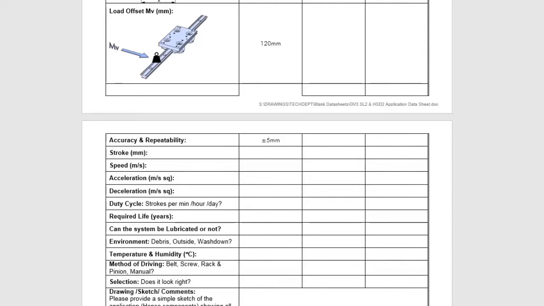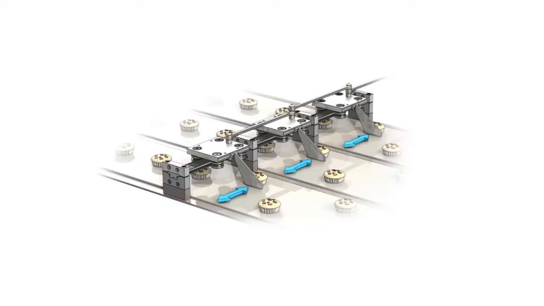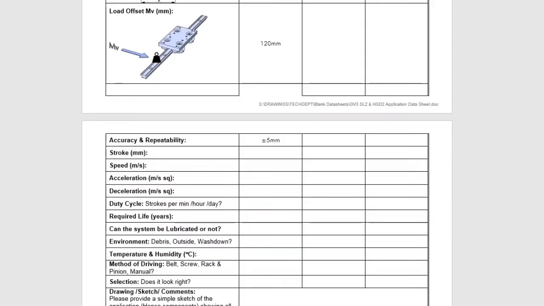Following this, the datasheet requests information on the stroke, which is essentially the distance through which the carriage travels. In this application, each of the carriages needs to travel back and forth through 200 mm. The stroke required is therefore 200 mm.